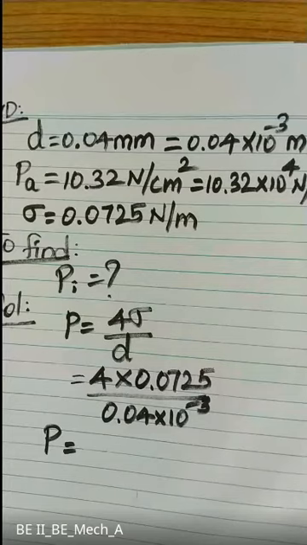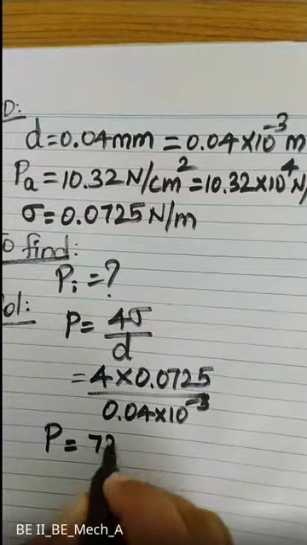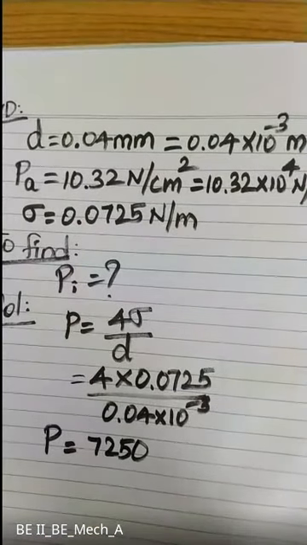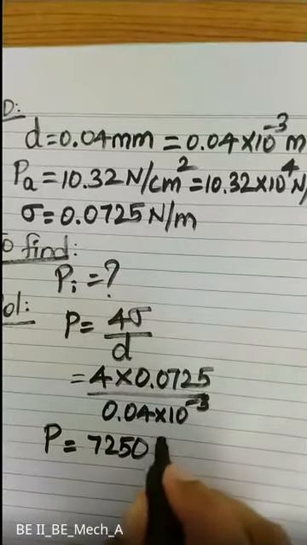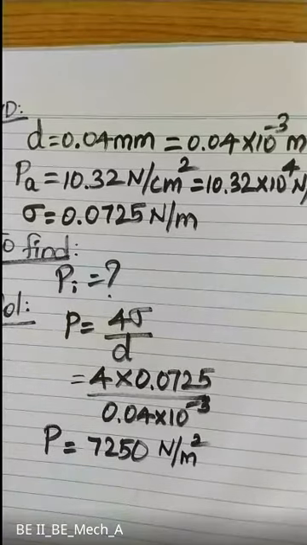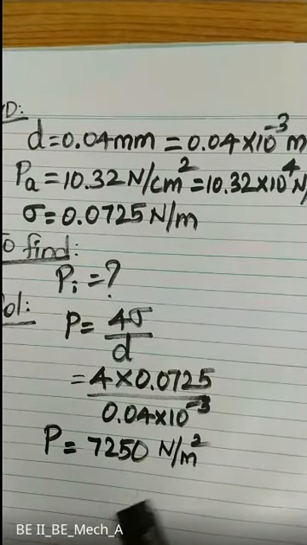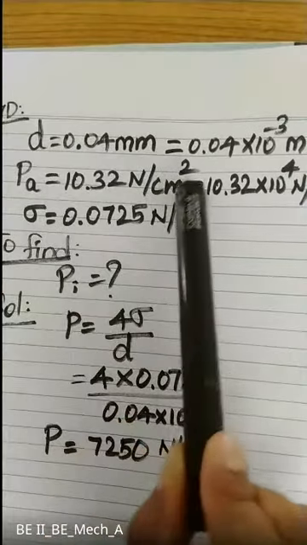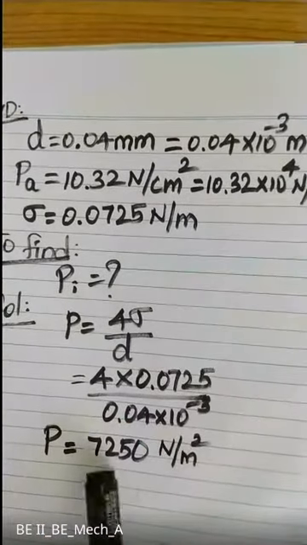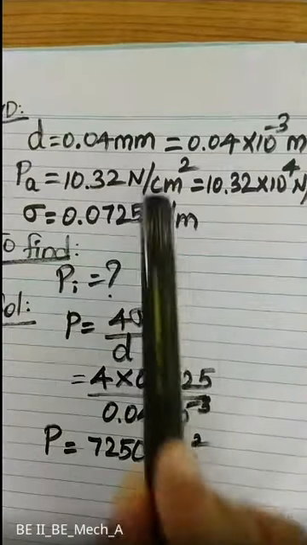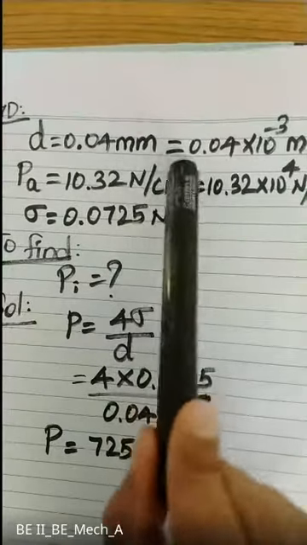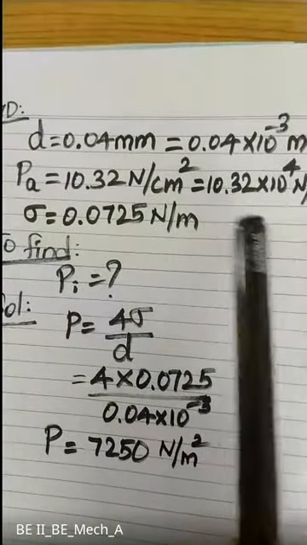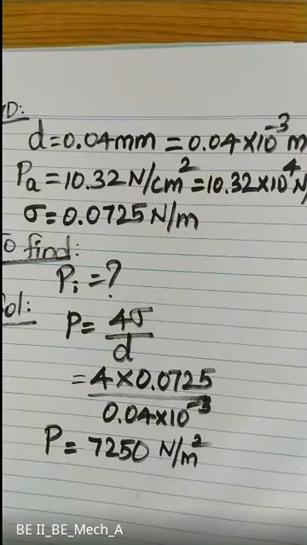Sir, 7250. 7250 unit. You don't have to be confused with the unit because you can check with the previous pressure. It is Newton per meter square. That is why I told you to convert this particular unit into Newton per meter square, because you can't add Newton per meter square and Newton per centimeter square. Both are different units. So you have to convert this unit into Newton per meter square. That is what we did here. So now you can use this value.